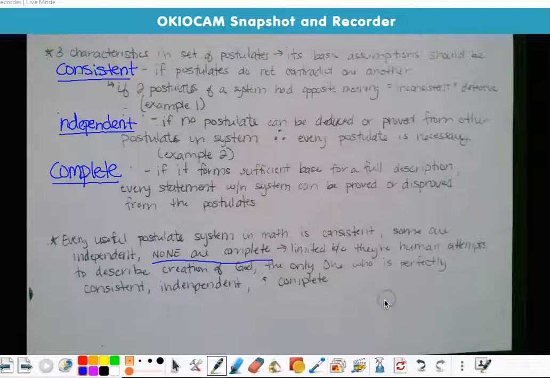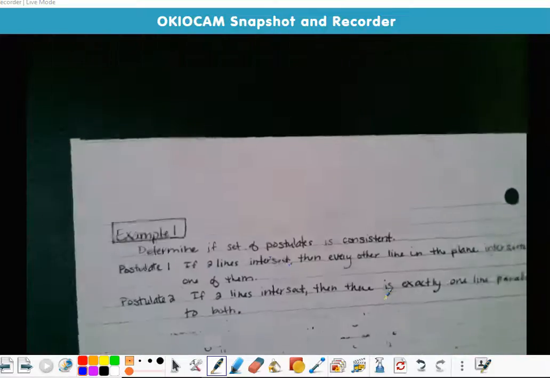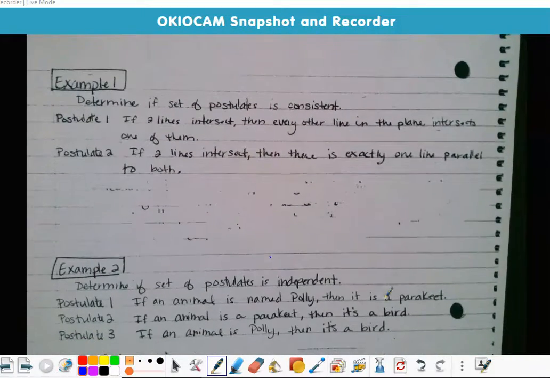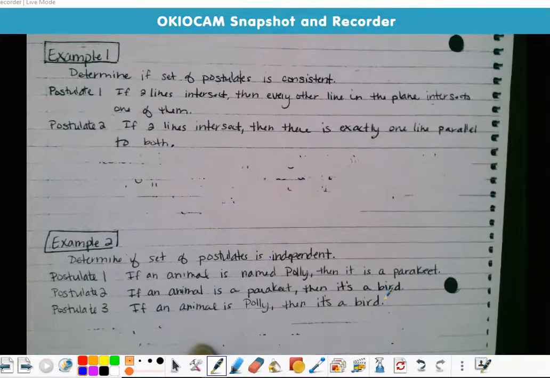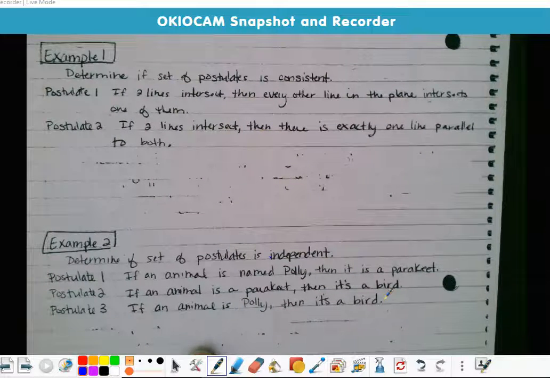All right, so flip on over to the other side of your notes, and let's look at this example one. So determine if the set of postulates is consistent. All right, so postulate one. If two lines intersect, then every other line in the plane intersects one of them. Okay, and postulate two. If two lines intersect, then there's exactly one parallel line to both. So is that consistent? So if you need to go back.